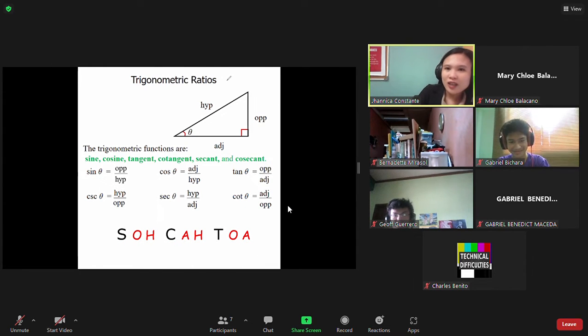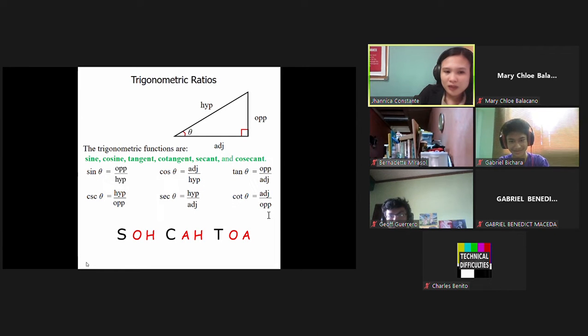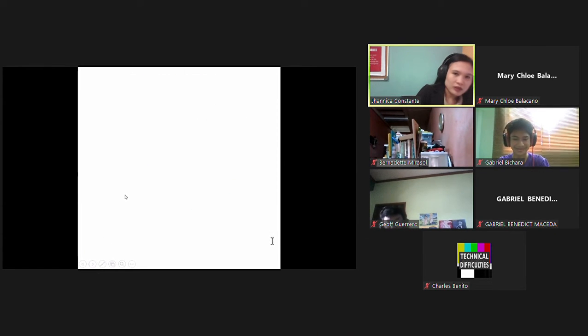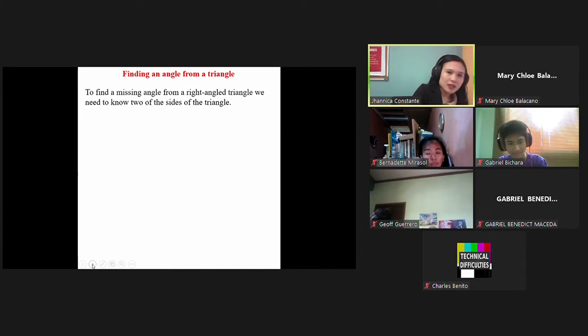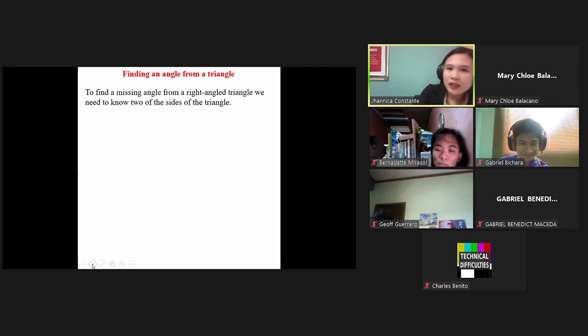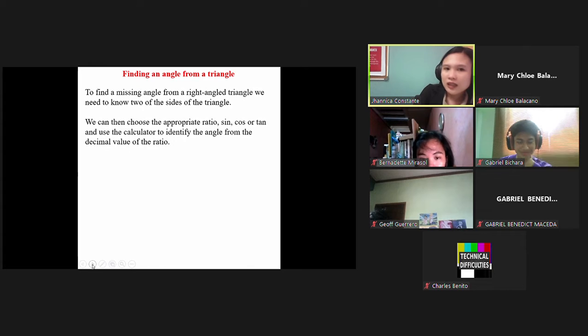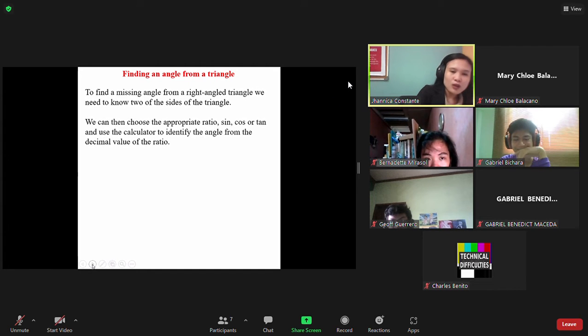So let's try. For example, we have this problem applying the SOHCAHTOA or trigonometric ratio. We're going to find the measurement of an angle from the triangle that we have. Find the missing angle from a right angled triangle. We need to know two of the sides of the triangle. You can then choose the appropriate ratio, sine, cosine, or tangent, and use your calculator to identify the measurement of the angle from the decimal value of the ratio.